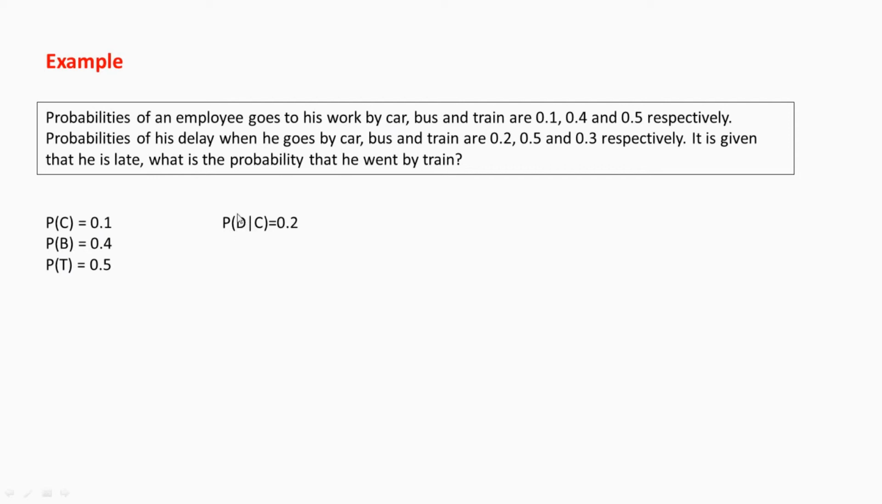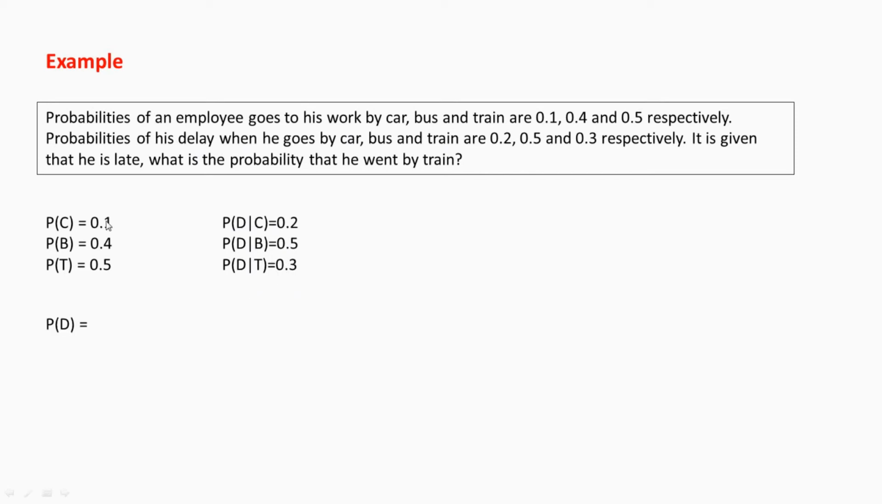Here I used D as the event of his delay. So probability of D given C is equal to 0.2. That is because the question states that the probability of his delay when he goes by car is 0.2. Like that, probability of D given B is 0.5, probability of D given T is 0.3.